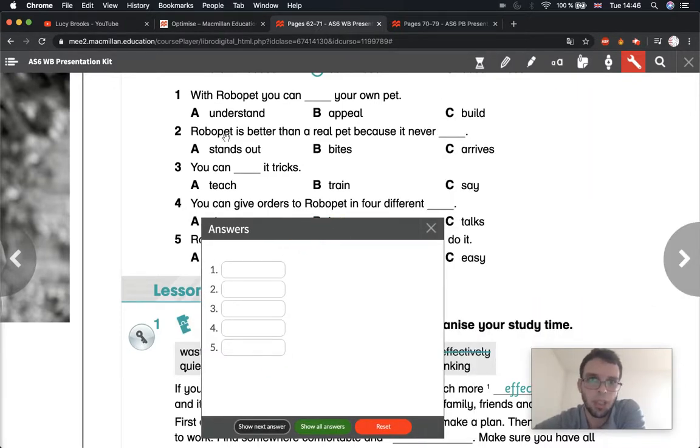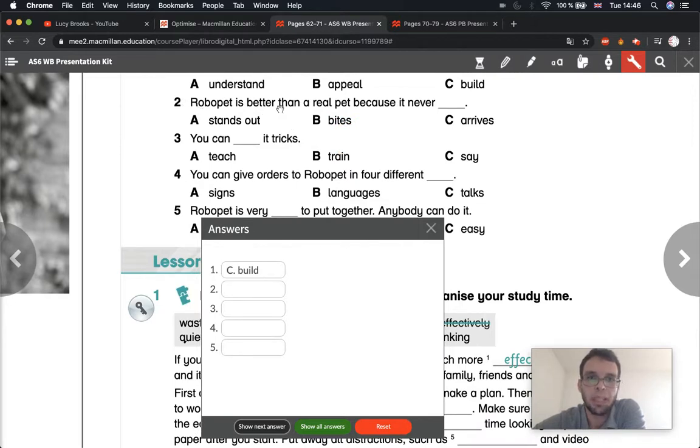Okay. Let's look. Number 1. With RoboPet, you can blank your own pet. You can understand your own pet, you can appeal your own pet, or you can build your own pet. Well, the only one that makes sense is build. With RoboPet, you can build your own pet.